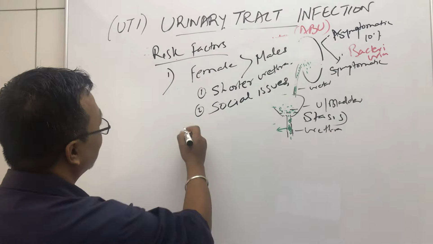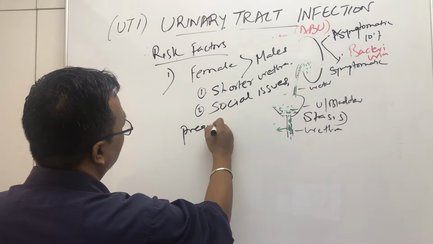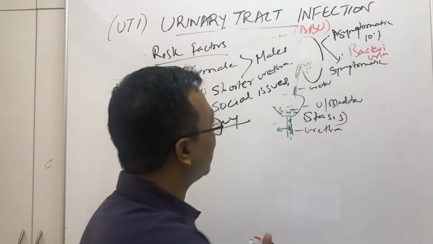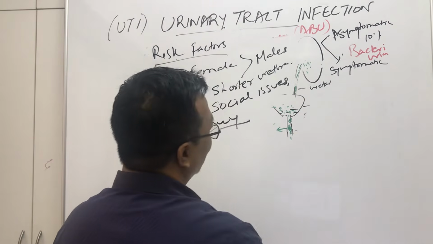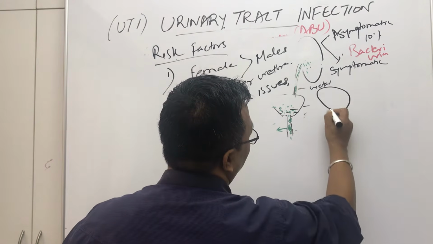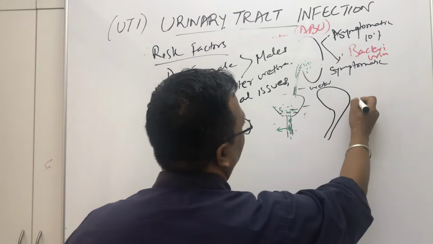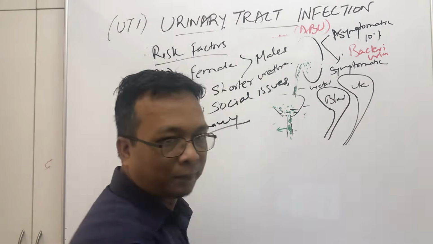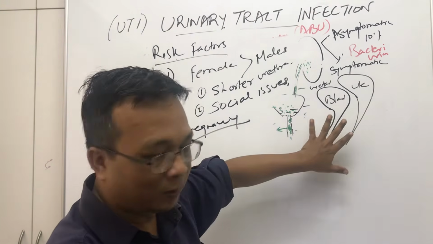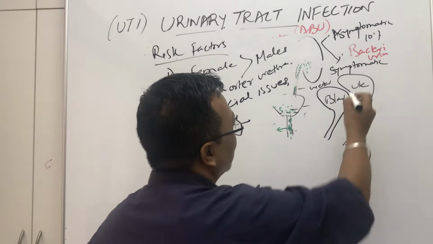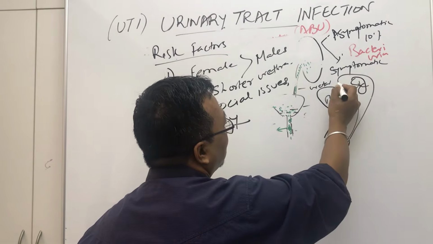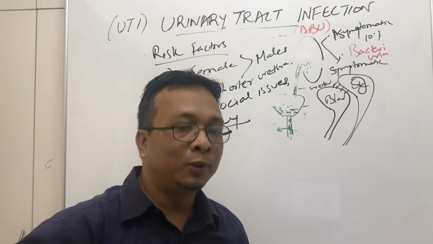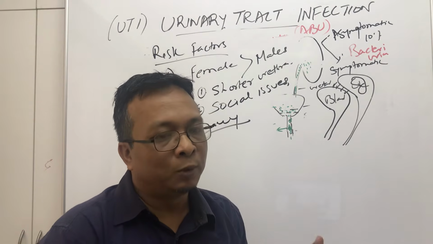Third is pregnancy. During pregnancy, as you know, the bladder is most of the time compressed by the growing uterus. Anatomically, if this is the bladder and this is the uterus, the uterus is always compressing the bladder. When there is a growing fetus in the uterus, for the first 3 months it will compress the bladder. That's why there is increased frequency of micturition in the first few months of pregnancy.